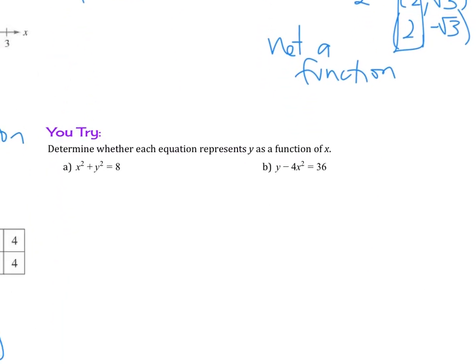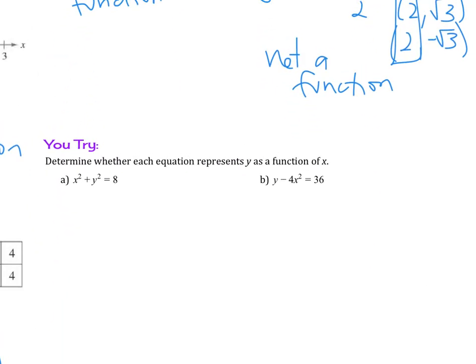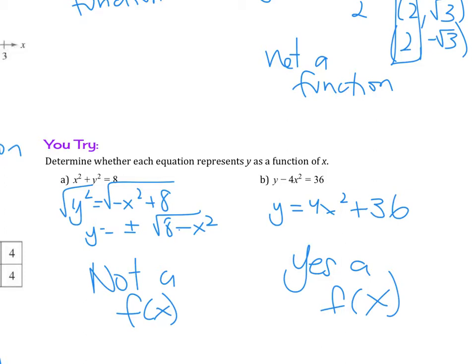So we're going to try these two problems below to determine whether they are functions or not algebraically. Letter A, if you try that out, is not a function because you get plus or minus the square root. And letter B, yes, that is a function because for every x value we get one y.